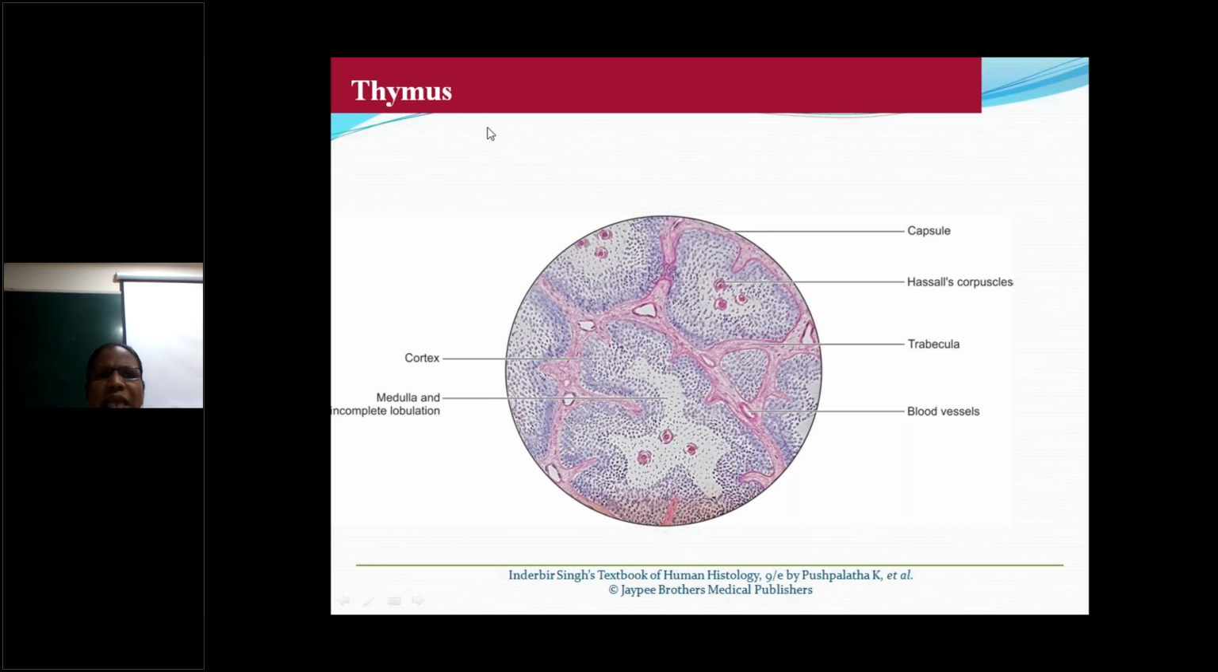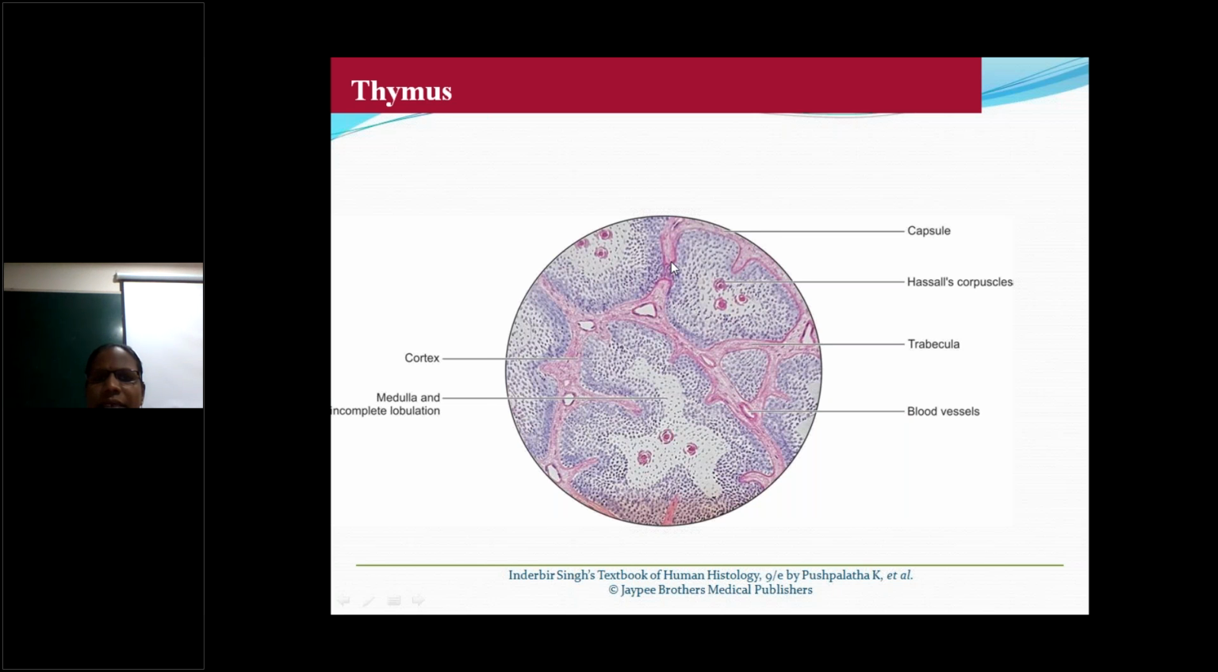Here also you can see the thymus gland contains capsule, cortex, medulla. This is the fibrous connective tissue capsule. From the capsule, this is a short trabecula, which we call an incomplete trabecula. This is the complete trabecula.